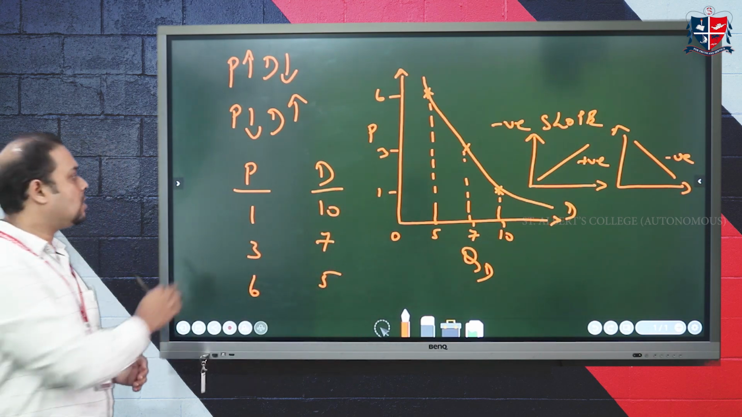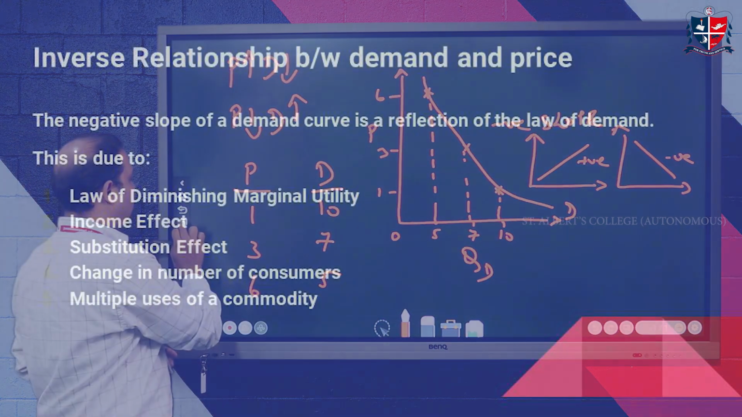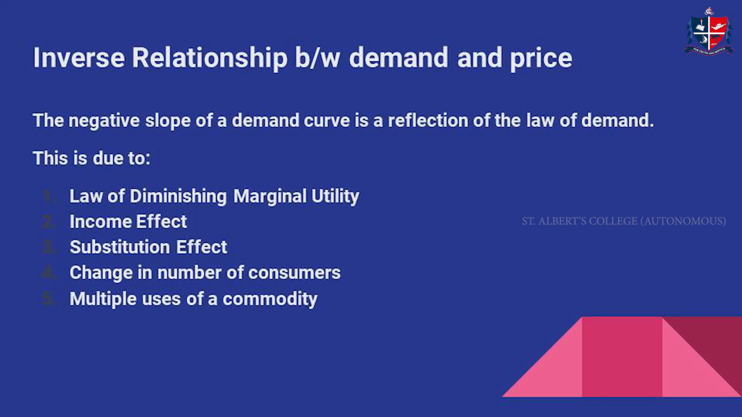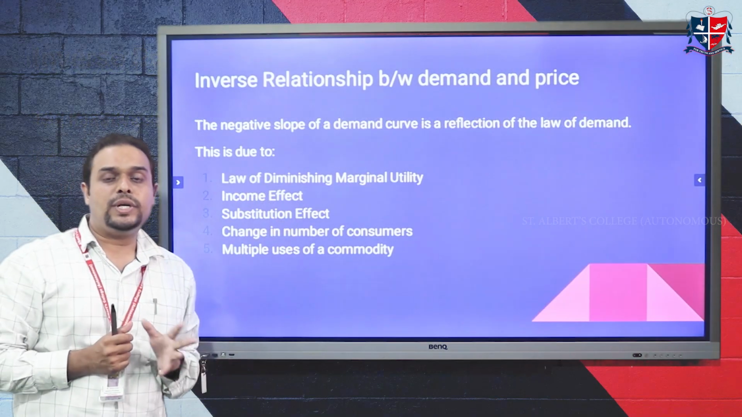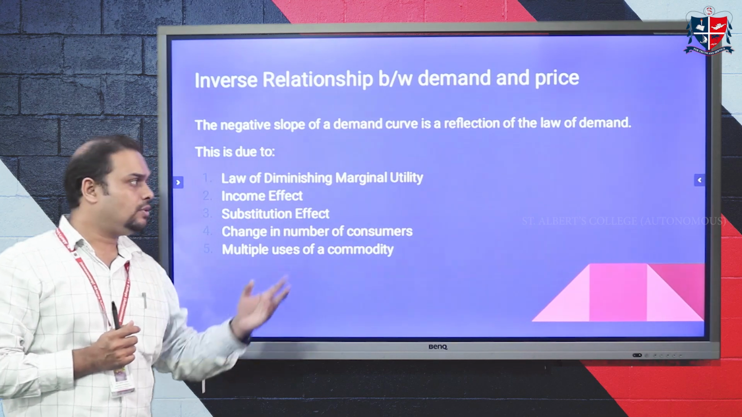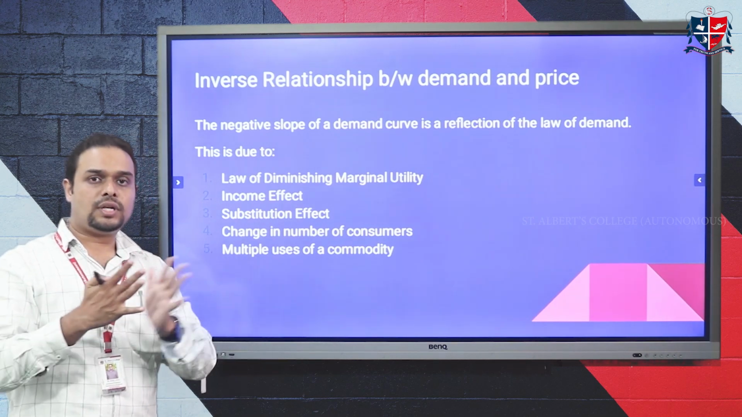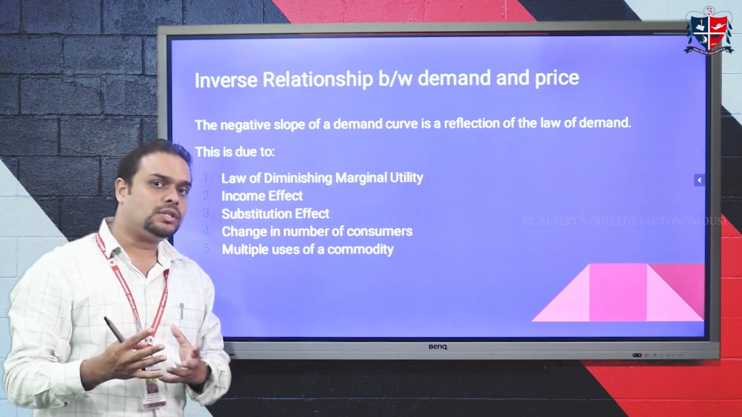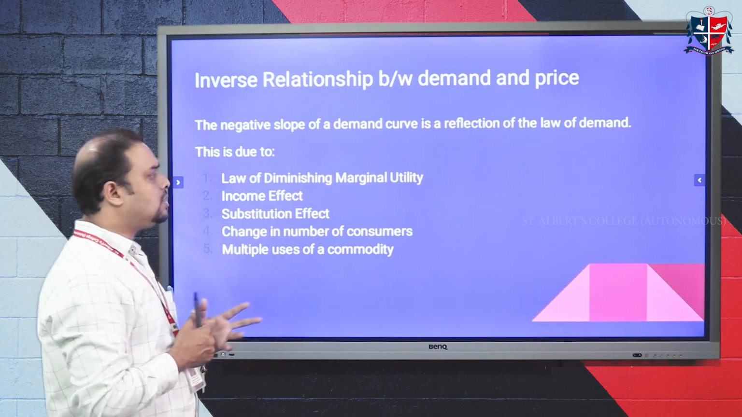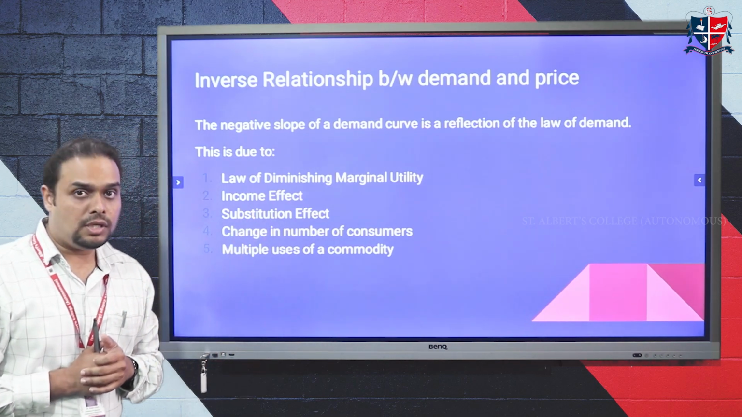I hope you've understood the concept, because now we'll have to move on to the next thing, which is why this happens. Why do you have an inverse relationship between demand and price? As you can see, I've told you that there is this inverse relationship, but what are the reasons for it? The first reason is the law of diminishing marginal utility.